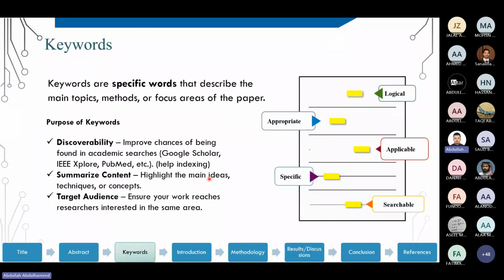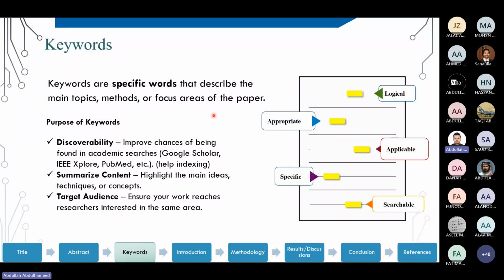Keywords here, I will try to move fast. The keywords are specific words that describe the main topics, methods, or focus area of the paper. The keywords usually come after the abstract, and you will need to put some keywords. Maybe 5, 6, or 7 keywords. It depends on the journal also. Some journals require only 5, some 6. So what are keywords? We don't need to define them. They are of course specific words related to your research.